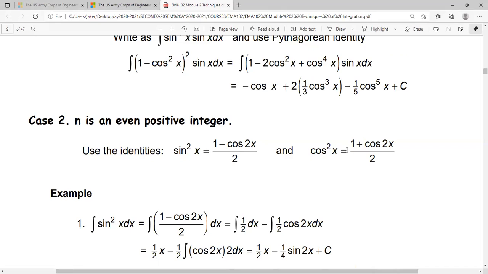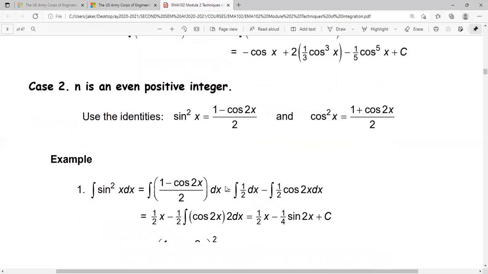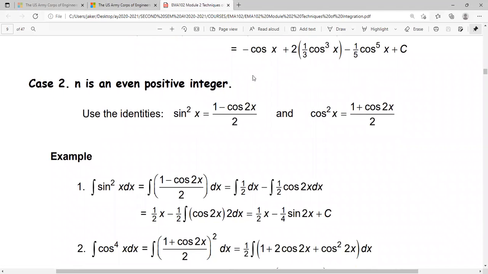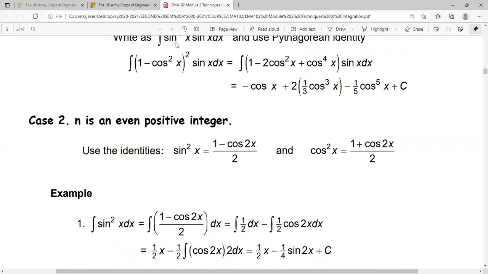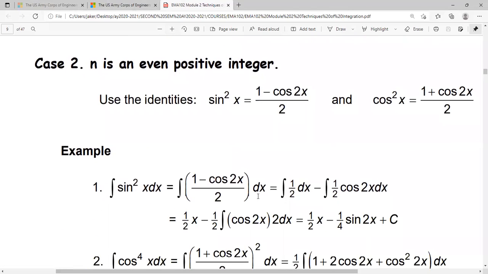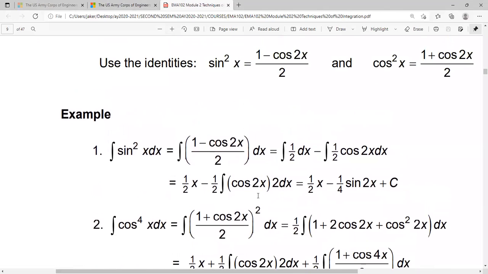Okay, do you follow? So case 2 requires that you use a different identity. And how will you use these identities? So you have 2 examples as well here. So we'll look into the first example first. Okay, now that's the first example.